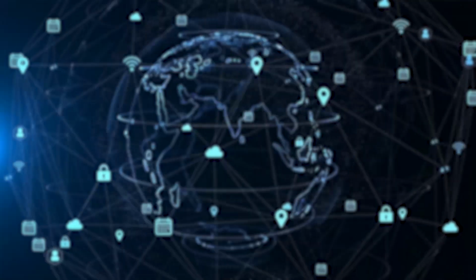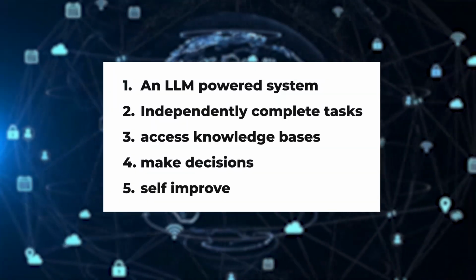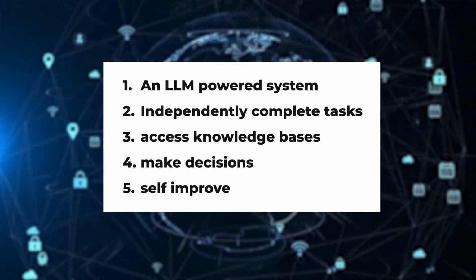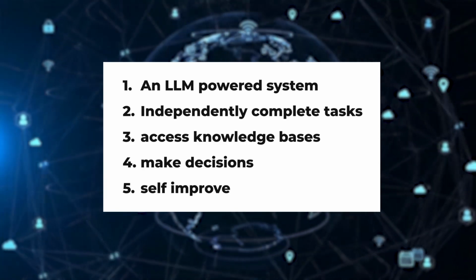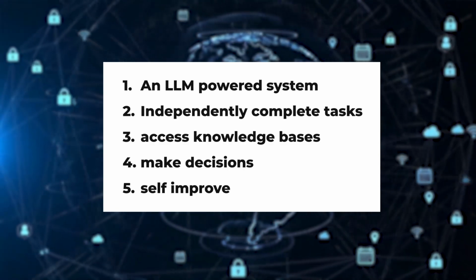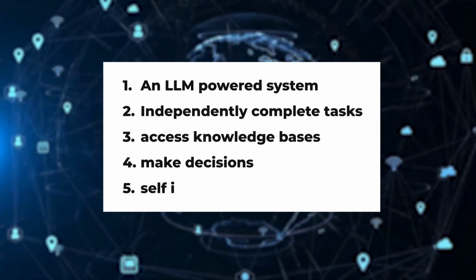The main parts of this definition is that an agent is an autonomous system that is able to communicate with others, perceive its environment, and work towards a goal. Overall, here's how I define an agent. An agent is an LLM-powered system that independently completes tasks towards a goal, accesses knowledge bases that may or may not be part of its own LLM, makes decisions, and has a feedback loop to refine its tasks.